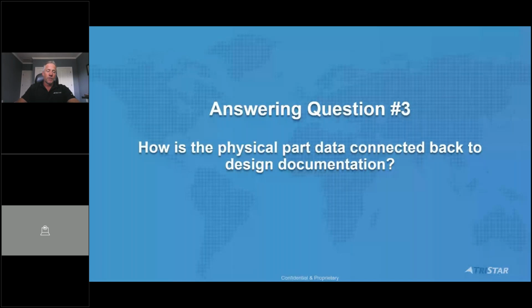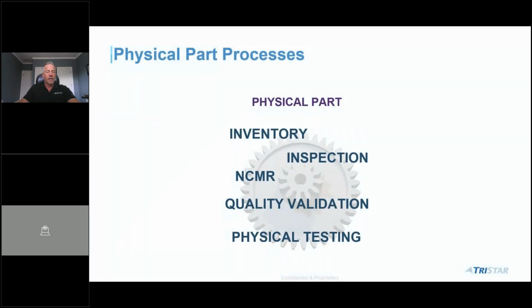So the third question is, how is physical part data connected back to design documentation? And this is one that folks have struggled with for a long time. And adding systems only creates more complication. But what we'll tell you is if you are doing things like this and you do have third-party systems that you're creating these processes and managing data in, it needs to be connected back to your main PLM system like Windchill. Okay, and so these various processes like inventory, inspection, NCMR, quality validation, and physical testing, these are some of the key physical part activities, right, that can be in other systems. Some of those can be done inside Windchill as well.